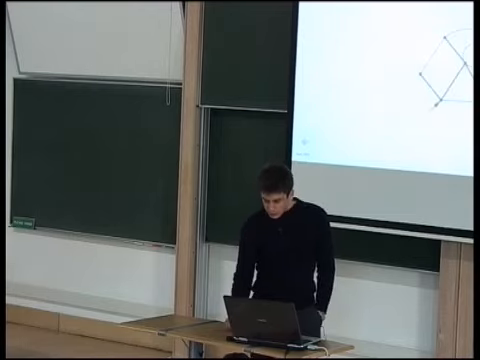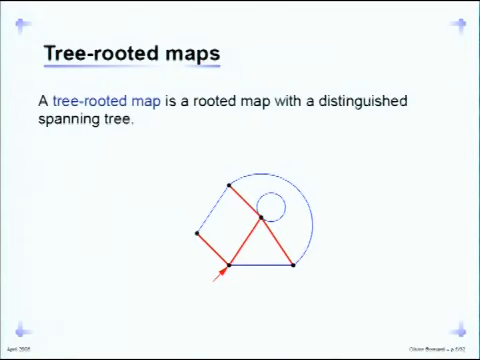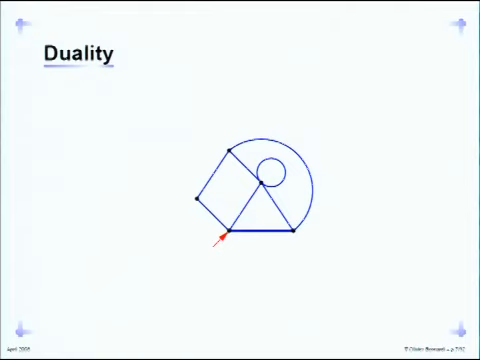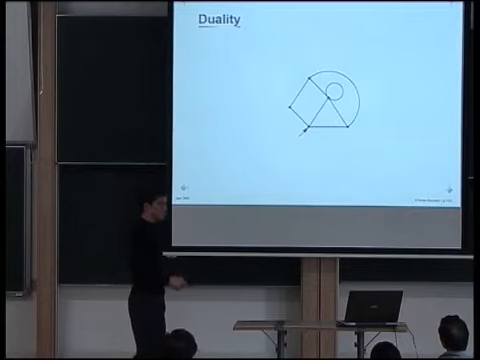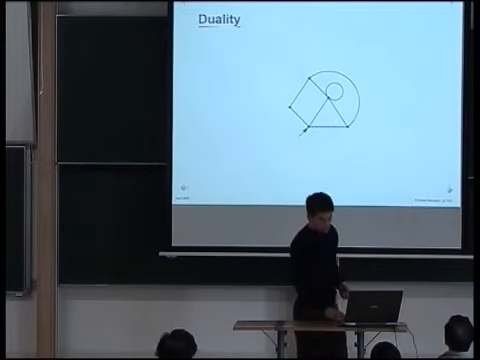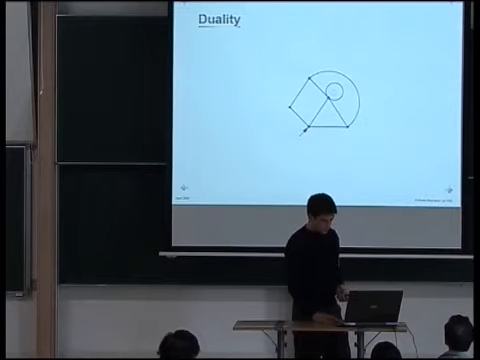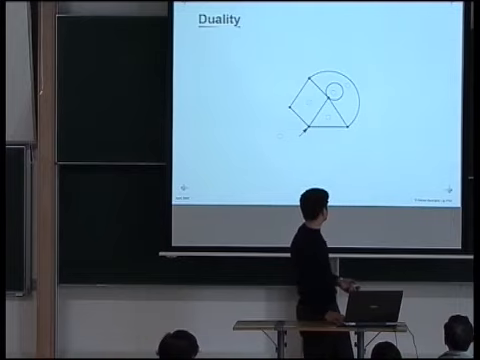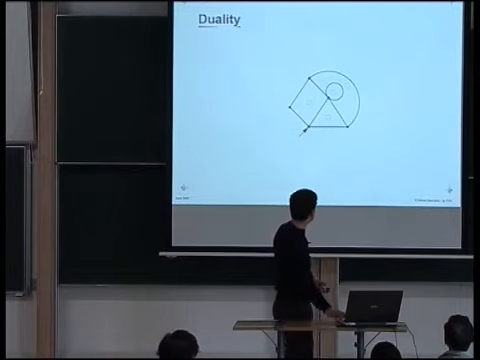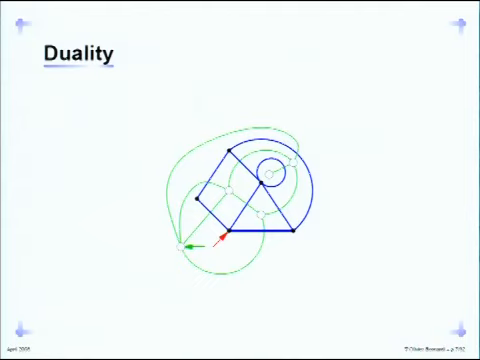Okay, so now tree-rooted maps, as I said, it's a map plus a distinguished spanning tree. So here you have an example. The spanning tree is in red. And there is a nice property of this object by duality. So if you have a planar map, you can define its dual. It's defined by putting a vertex in each face and an edge across each edge, like this. This is the dual of my map.